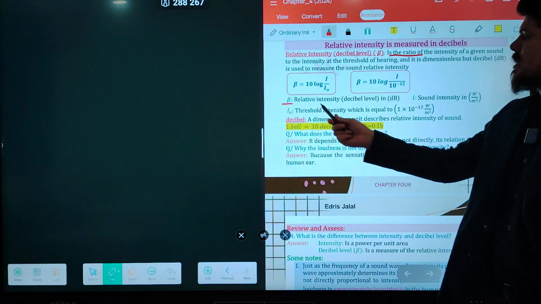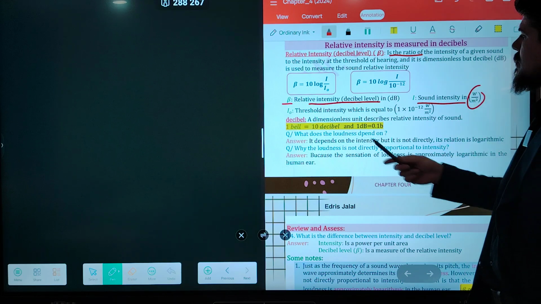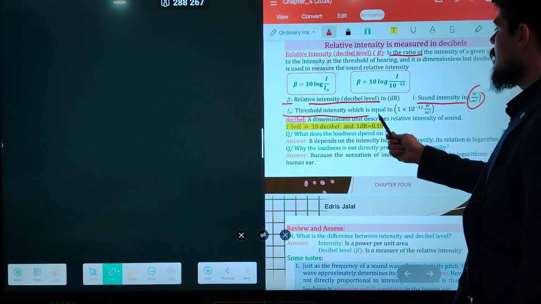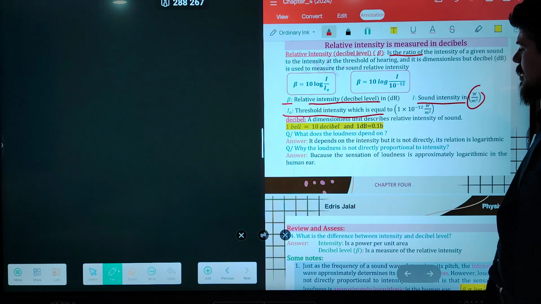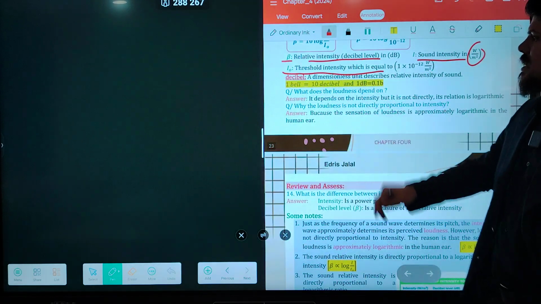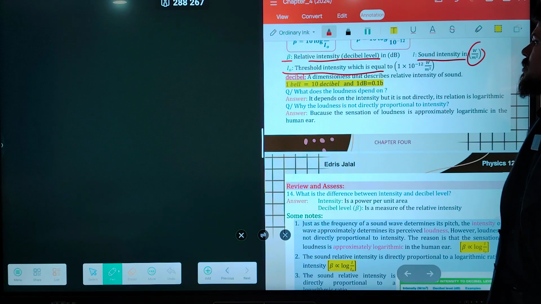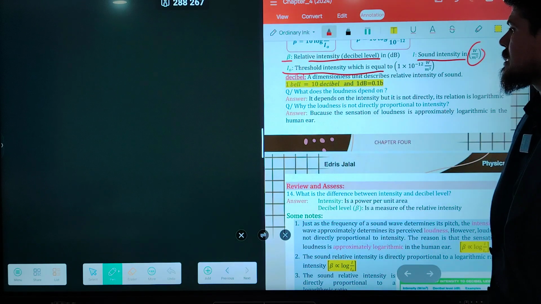What is beta? Relative intensity in decibel. I is the sound intensity in watt per meter square. I naught is the threshold intensity, or threshold of hearing, which is equal to 10 power negative 12 watt per meter square. What is decibel? It is dimensionless, it has no dimension. It is a unit that describes the relative intensity of sound. 1 bell is equal to 10 decibel and 1 decibel is equal to 0.1 bell. This D is a prefix.